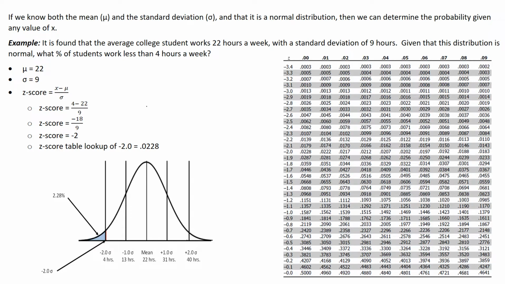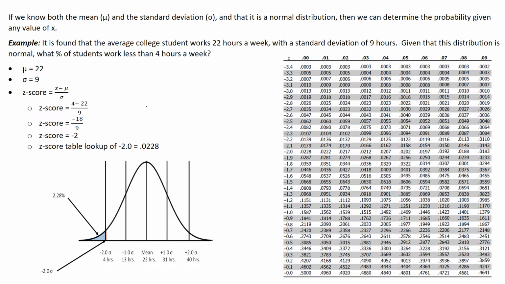So remember, our z-score is found by taking whatever value we're looking for minus the mean, all over the standard deviation. We want to know what percentage of students work less than 4 hours a week. So my x is my 4 hours minus my mean, which is 22, divided by 9, which is my standard deviation. 4 minus 22 is minus 18. Minus 18 over 9 is minus 2. So my z-score is minus 2.